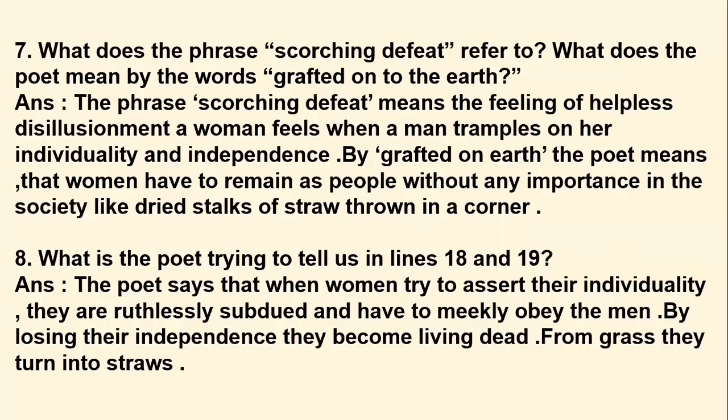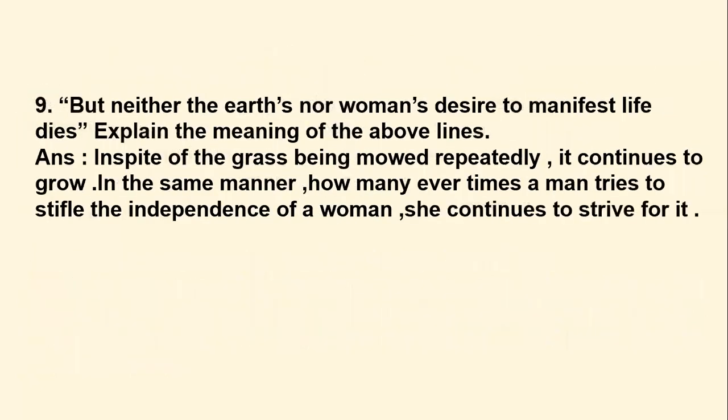Again, the poet says that when women try to assert their individuality, when they want to come up, to rise in society, to make their own identity, they are ruthlessly subdued, mercilessly pressurized, and they have to meekly, forcibly obey the men and be submissive. By losing their independence, they become living dead. Though they are living, they are like a dead body because they don't have their independence. So now they are turning from grass into straw, from fresh grass to dried straw, which is just a useless thing. This is how the poet is trying to explain the feeling. Moving on to the next question.